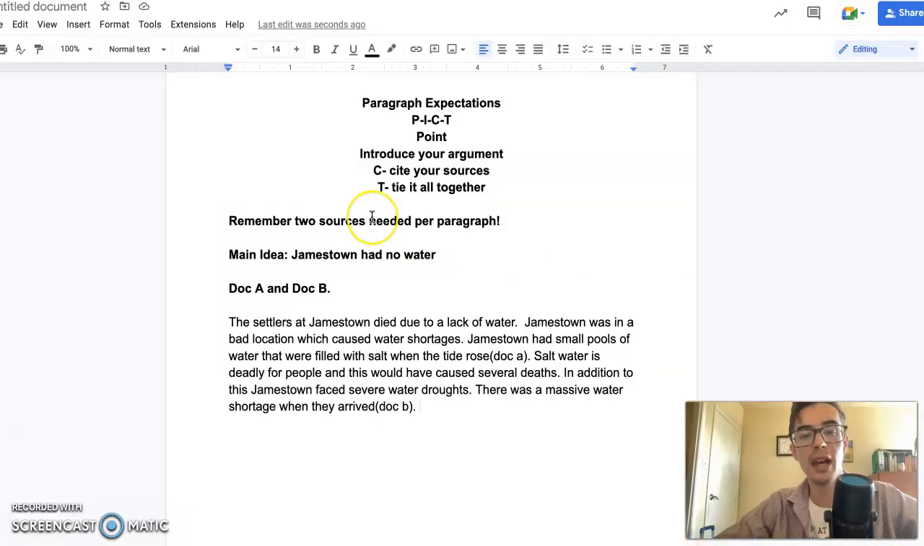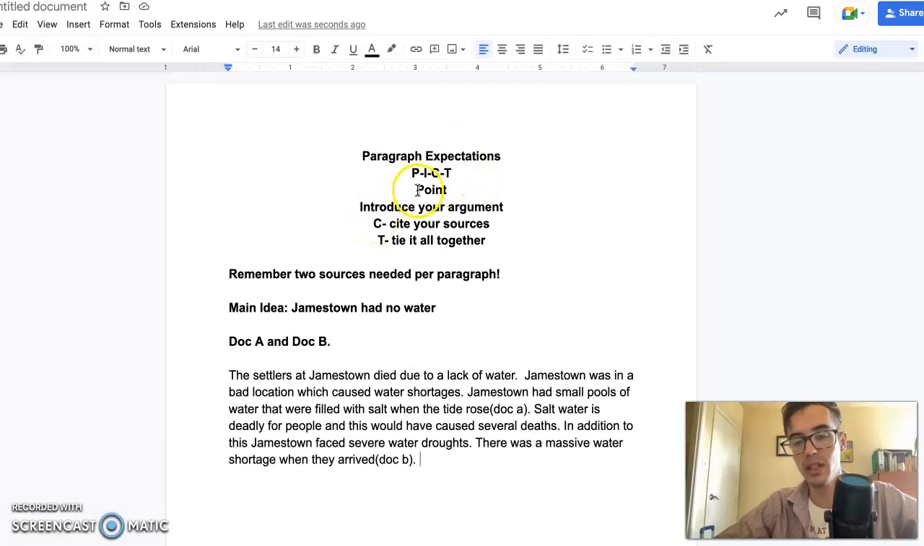So we're going to use that PICT formula. P, your point, where you introduce your argument. I, your introduction, where you actually explain why it's important. C, cite your arguments, cite your sources. And then T, tie it all together.